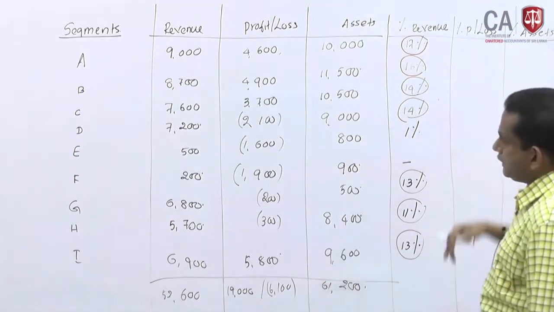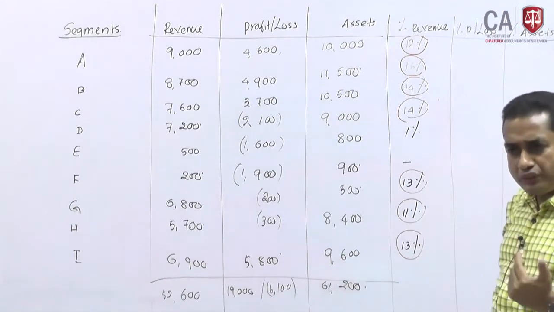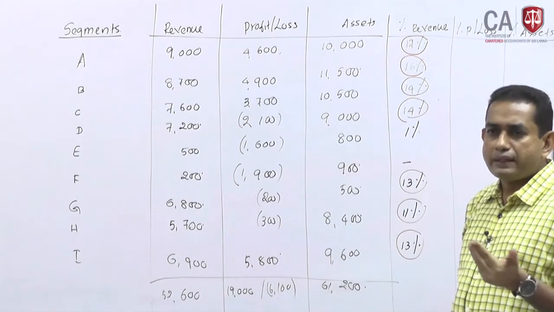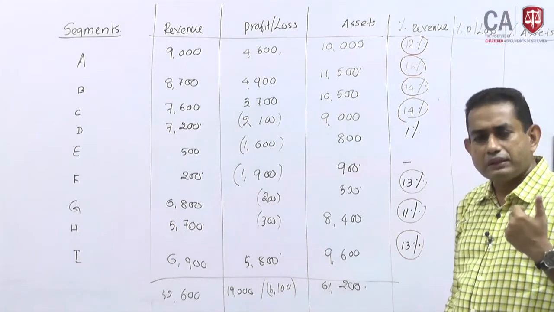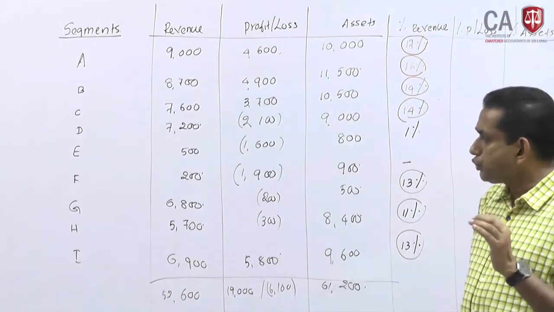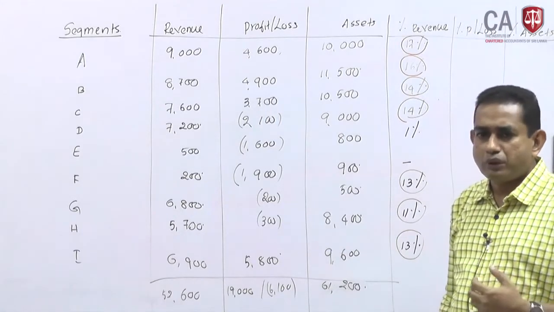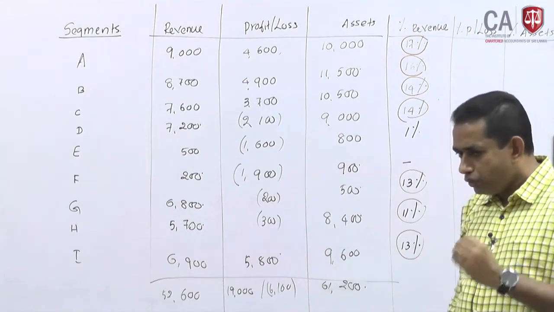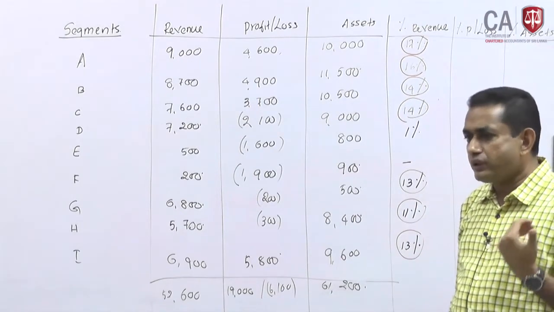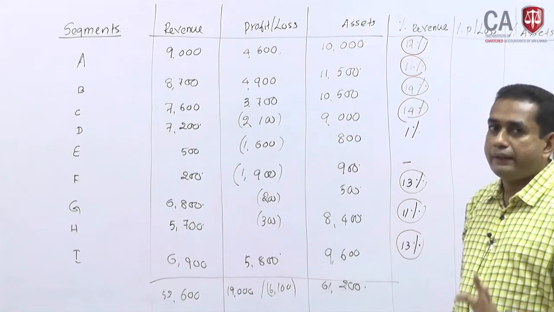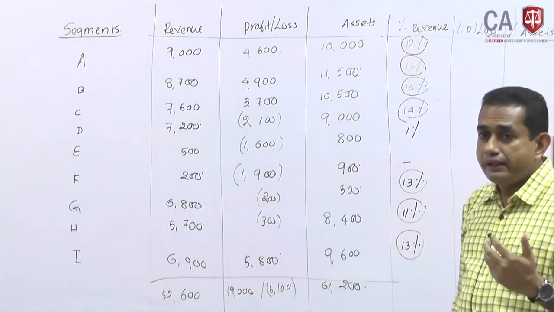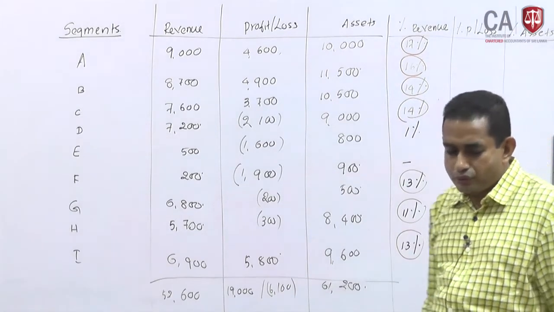Now, for the segments whose revenue is 10% or above, you need not apply the remaining two quantitative thresholds, but since we do it for learning purposes, let us apply and see whether those segments which have already become reportable segments will further fulfill the remaining two quantitative thresholds as well. But in practice or at the exam, you need not apply the remaining two quantitative thresholds for the segments which have already fulfilled the first quantitative threshold.